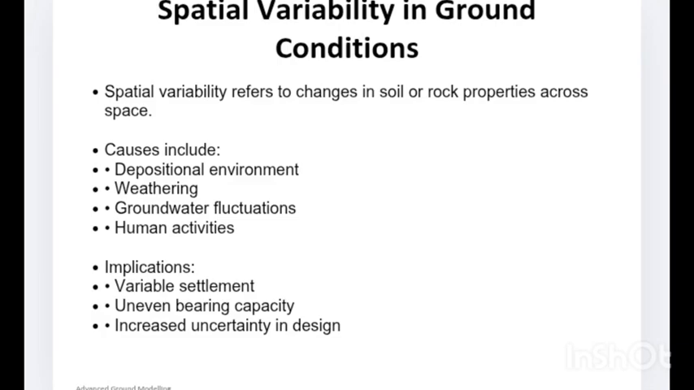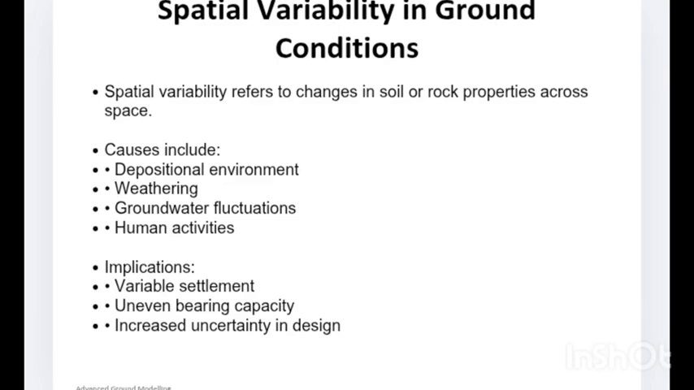Number three is groundwater conditions. I'm talking about the things that are responsible for variability. Changes in groundwater level affect effective stress. It affects soil consistency and saturation. And then we have human activities. Activities such as excavation, filling, and waste disposal alter ground conditions.